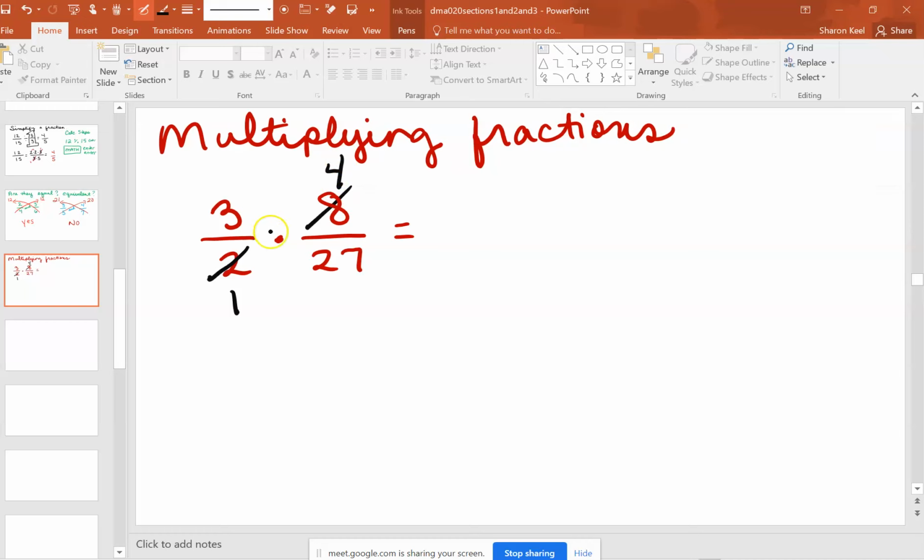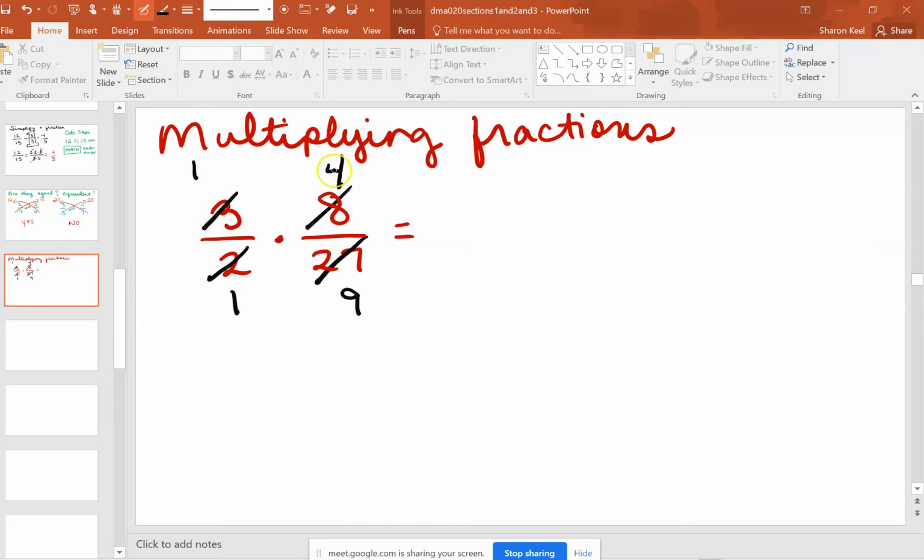When I look at the 3 and the 27, 7 plus 2 is 9. 9 is divisible by 3. So 3 goes into 3 once. 3 goes into 27 9 times. So when I do these, I like to look at the original, see what's in common, and reduce that.